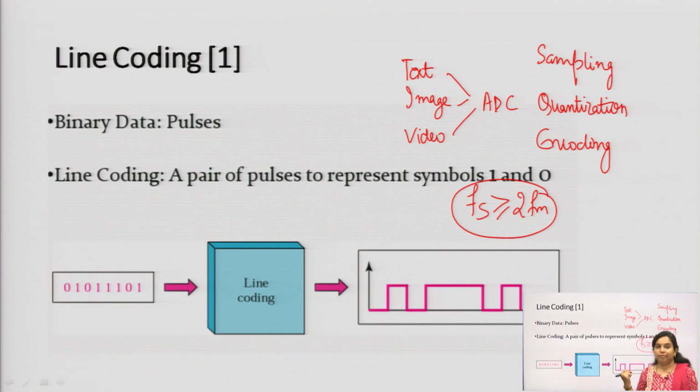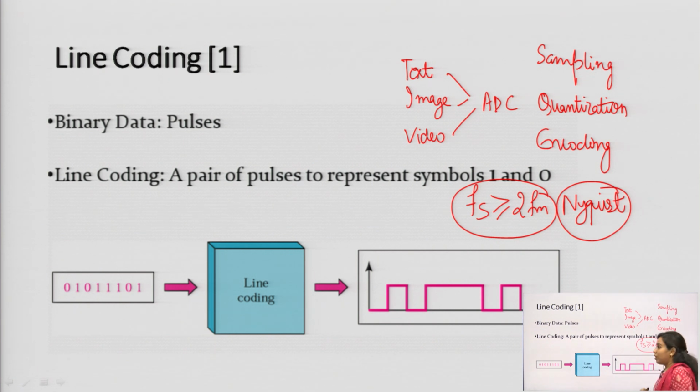What is Fs? Fs is the sampling frequency, the frequency you have chosen for sampling. What is Fm? Fm is the message signal frequency. You have to multiply it by 2 and the sampling frequency should be equal to 2 Fm or it should be greater than or equal to 2 Fm. This is the main Nyquist criteria that you have to consider for sampling.